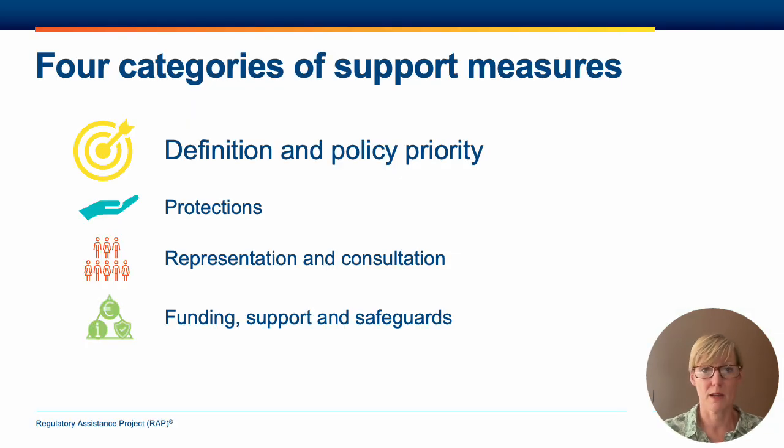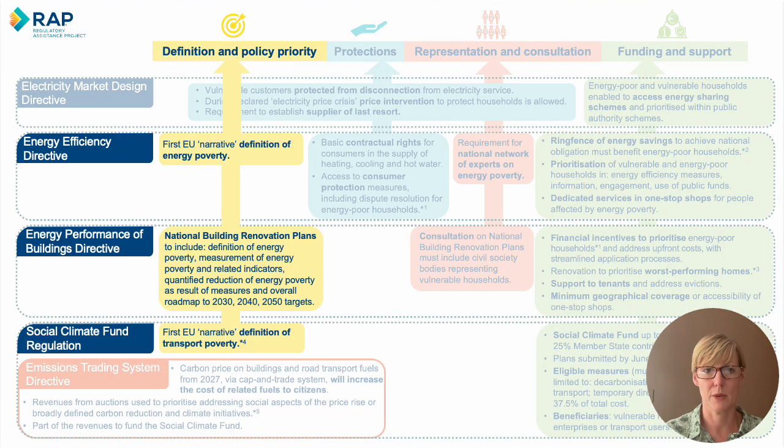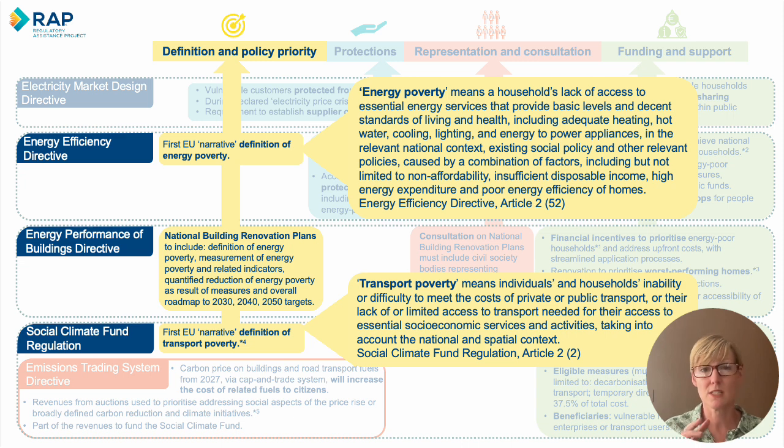So on to the benefits then. I'm going to start with the measures to establish definitions of energy poverty and increase policy priority. And we find these provisions across the Energy Efficiency Directive, the Energy Performance of Buildings Directive, and the Social Climate Fund regulation. I'm going to start with two important new definitions of energy poverty and transport poverty. It's really important that this is the first time that energy poverty is defined at EU level. I should say that this is an EU definition. It is not in place of definitions at national level, but definitely supports them.